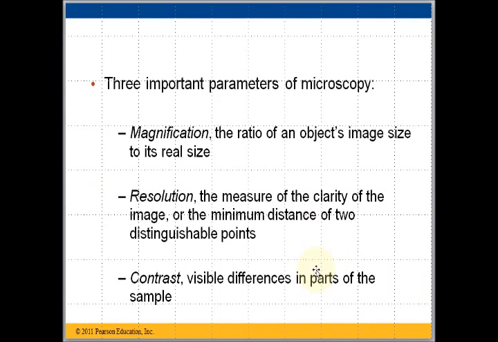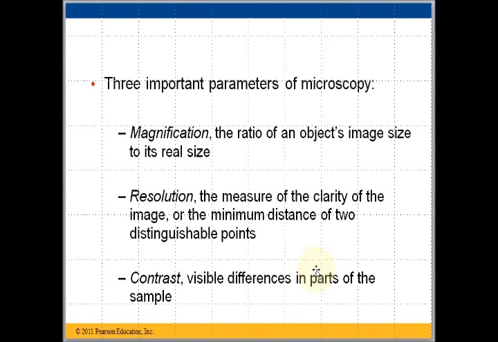For any type of microscope that you look at, there are three important parameters, or three important pieces of information, about that particular microscope. One of those is magnification, and that one is probably familiar to you. That's basically just how large you can make the object look, in other words, the ratio of the object's image size to its actual size. The more expensive and larger the microscope, the greater the magnification that you can achieve.